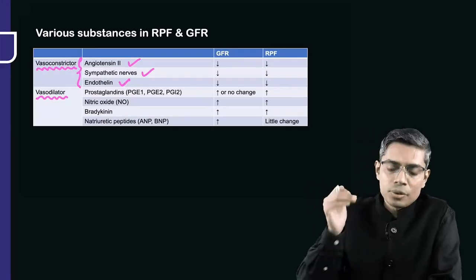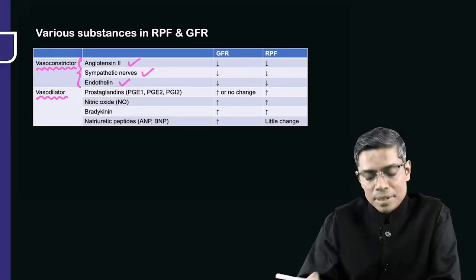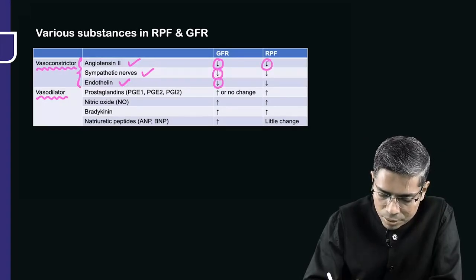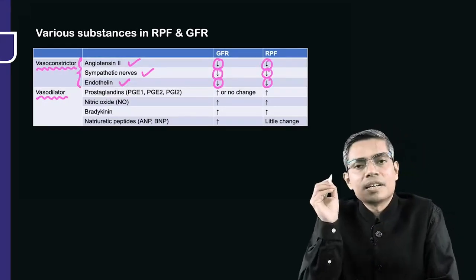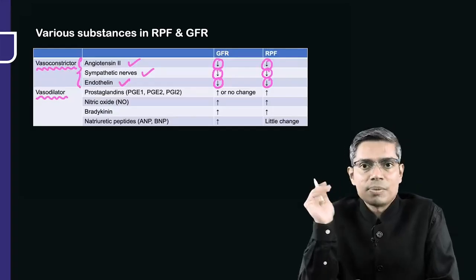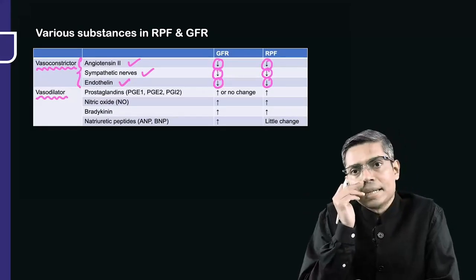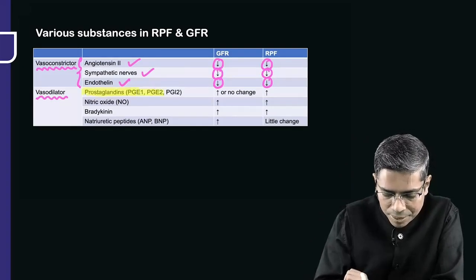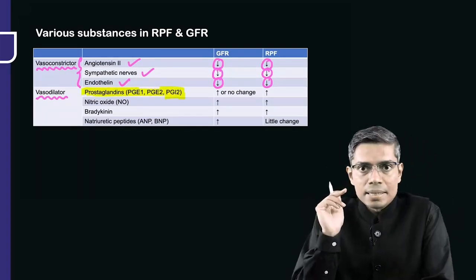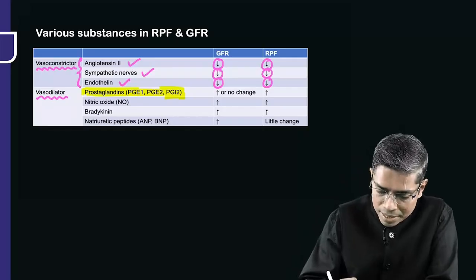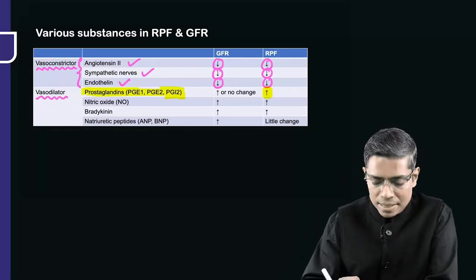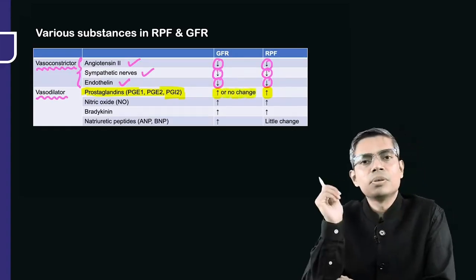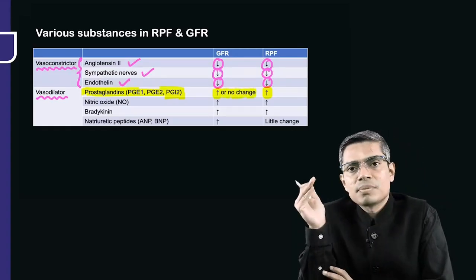So what will happen to your GFR and your RPF? You are finding that in all 3 cases there will be a decrease in GFR, and in all 3 cases there will be reduction in the RPF, I mean renal plasma flow, also. But if you look at the vasodilators, the first vasodilator given here is prostaglandin. Prostaglandin causes increase in renal plasma flow and increase in GFR, or there may be little change in GFR or maybe no change in GFR. But renal plasma flow rises.